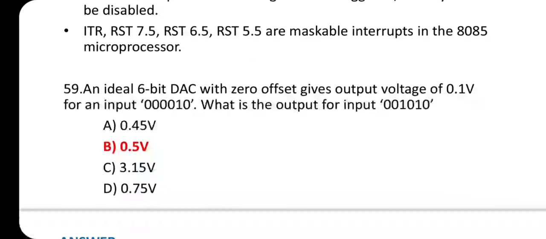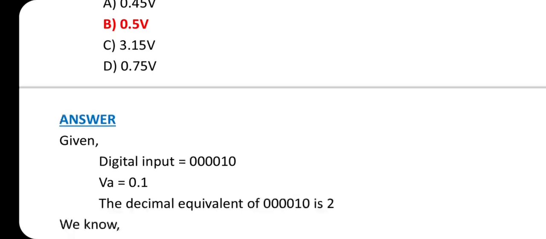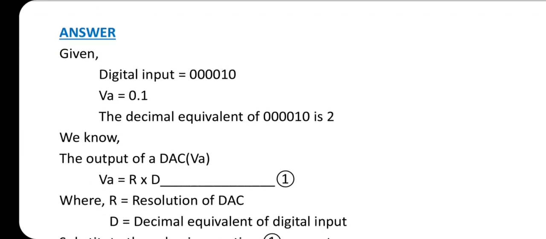Question number 59. An ideal 6-bit DAC with a 0 offset gives output voltage of 0.1 volt for an input of 000010. What is the output for input 001010? Answer is option B, 0.5 volt. Given digital input 000010 and VA, the output of the DAC, VA equal to 0.1.